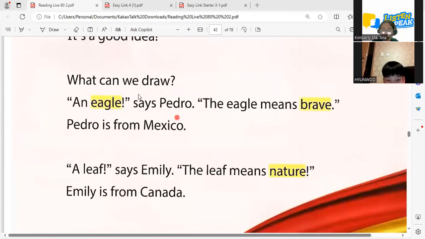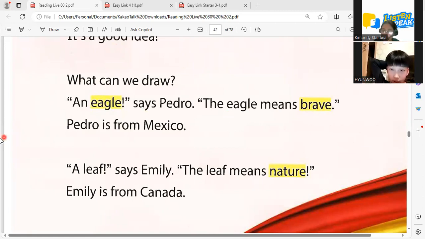What can we draw? An eagle, says Pedro. The eagle means brave. Pedro is from Mexico. That's good. So when the teacher asks, what can we draw? Pedro says, draw an eagle. What's the meaning of eagle?